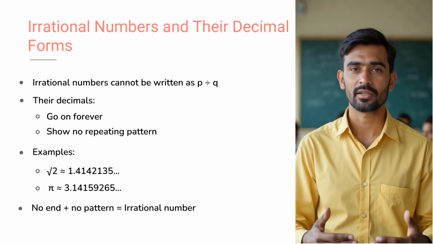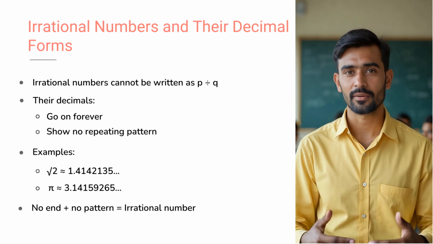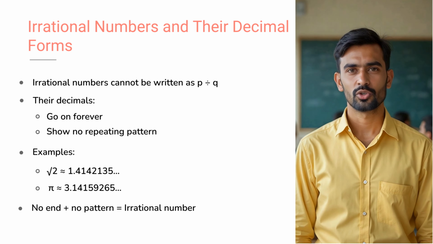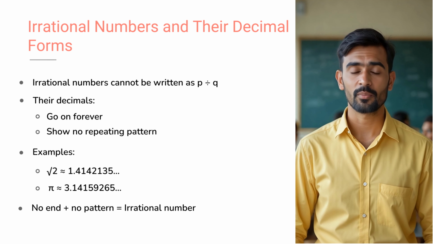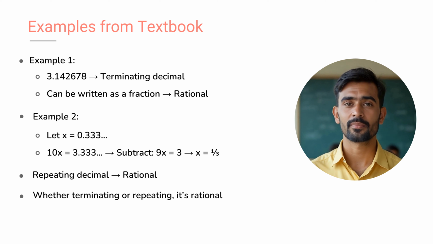Or pi, which is 3.14159 and on and on. So here's the key. If a decimal goes on without ending and without repeating, you've got yourself an irrational number. Let's try a few examples, just like the ones in your textbook.